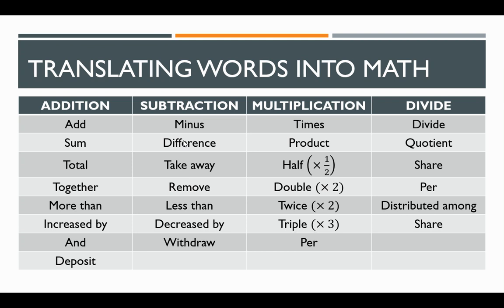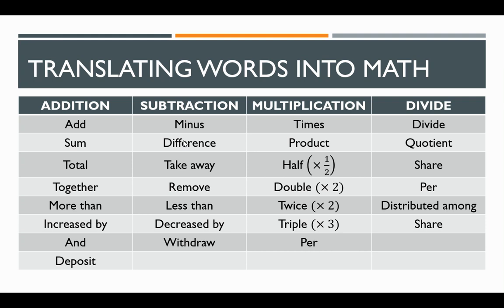So when you see things like add, you might see the word sum or total or together or more than or increased by or and or deposit. For subtraction, we'll see terms like minus, difference, take away, remove, less than, decreased by, withdraw. Multiplication brings things like times, product, half, that's times 1/2, double times 2, twice is also times 2, triple times 3, and per. And then divide, you're going to see the word divide, quotient, share, per, distributed among, and share. I don't know why it's on there twice, but it's on there twice.